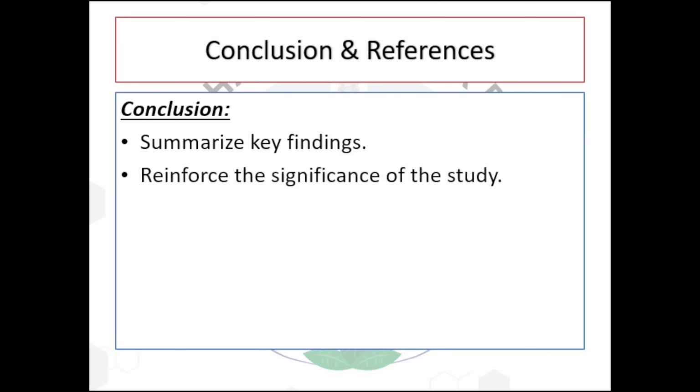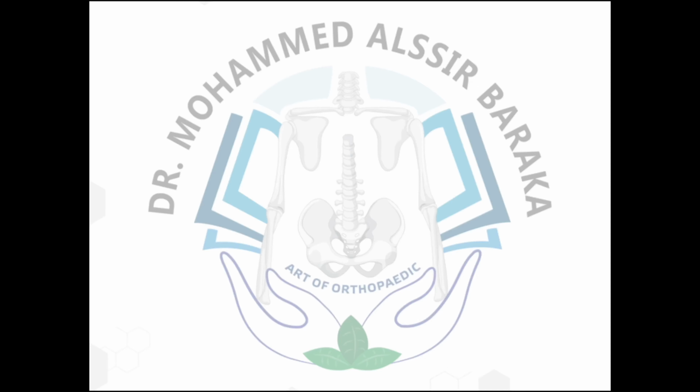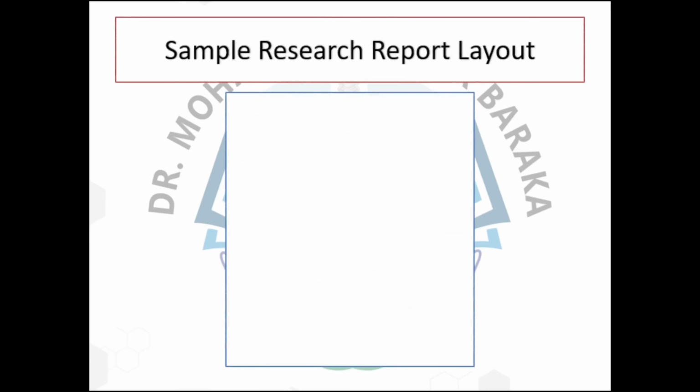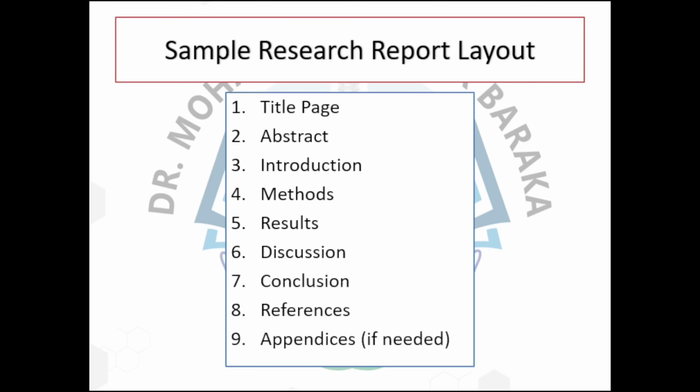Conclusion and references. Conclusion: summarize key findings and reinforce the significance of the study. References follow a standard citation format, for example, the commonly used Vancouver style. This sample research report layout has to consolidate: title page, abstract, introduction, methods, results, discussion, conclusion, references, finally, appendices. Have to follow this layout for any research report.